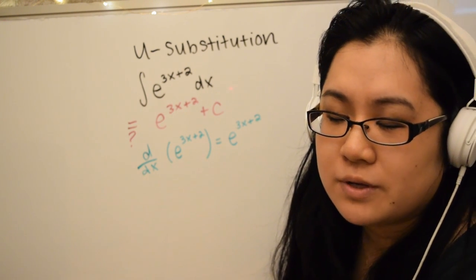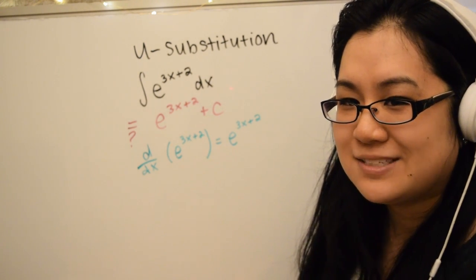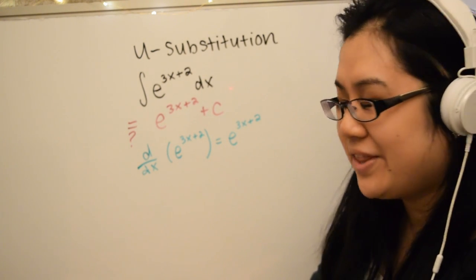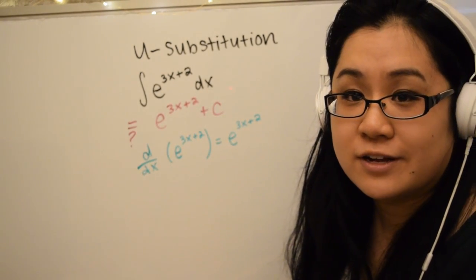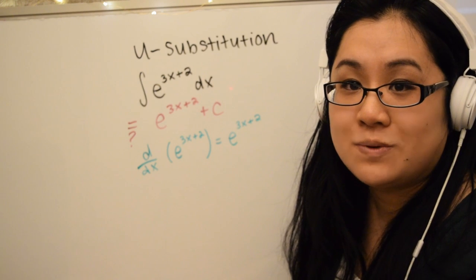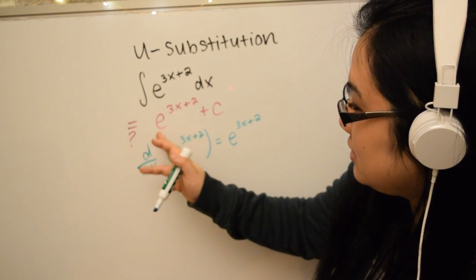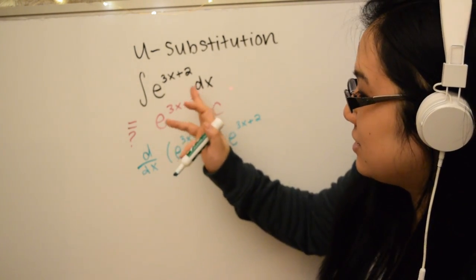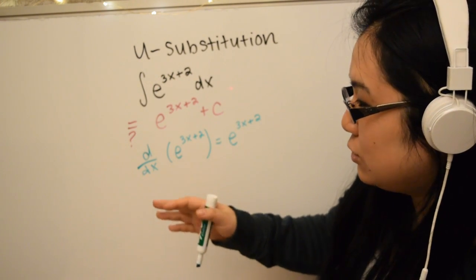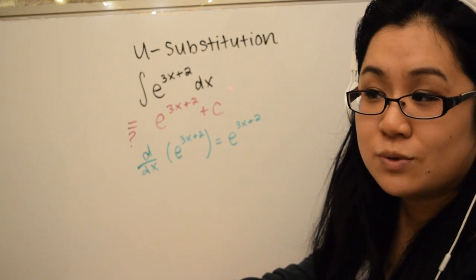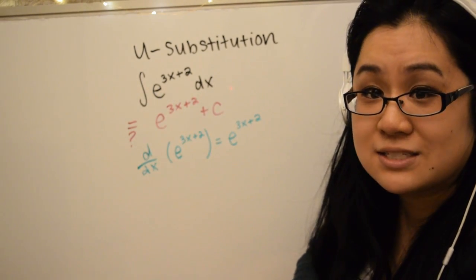Think. Are we missing the chain rule? We're missing the chain rule. Why is that? Because the chain rule helps us to find the derivative when we have a composition of functions. This is e to the something, but that something itself is also a function, so it's e to the 3x plus 2. So we have to apply the chain rule if we're going to take the derivative of this thing.